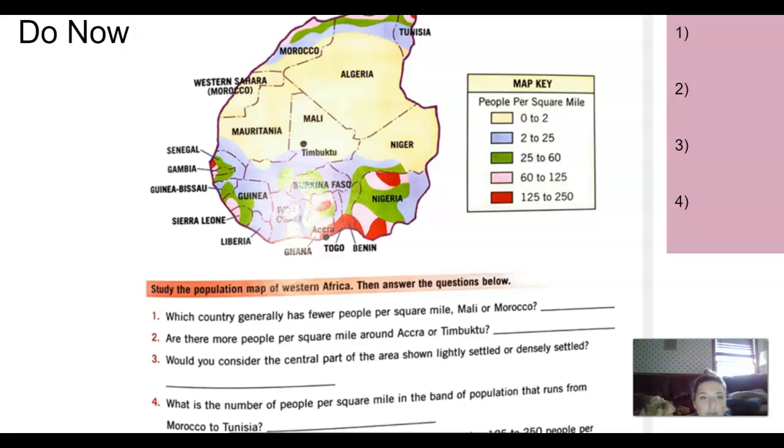So this is your do now. You're just looking at the map and answering the questions based on population per country or region. So you can go ahead and pause.